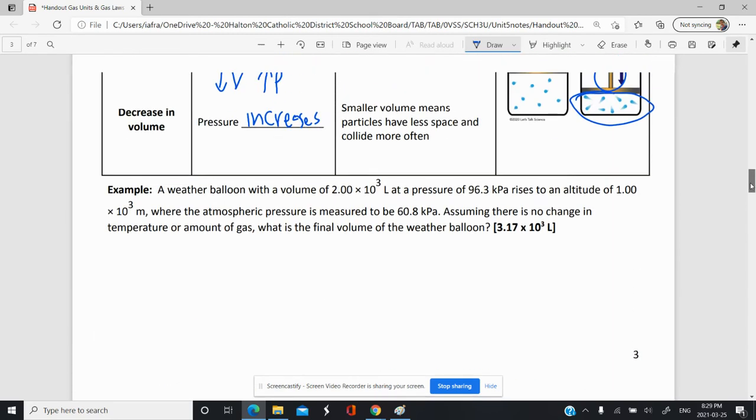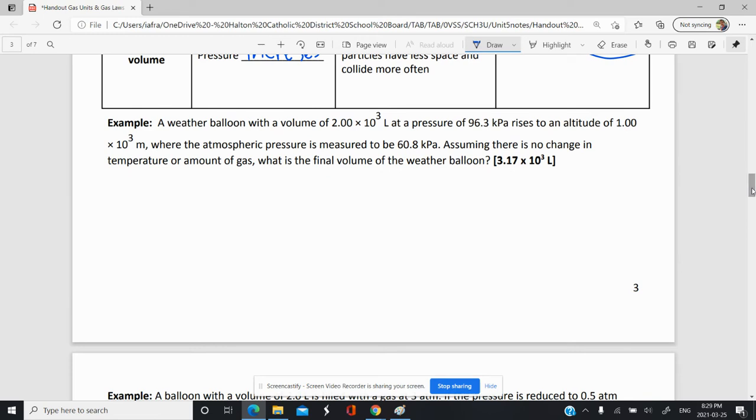So let's do a couple practice problems relating to Boyle's Law. We'll start off with this example over here. We have a weather balloon with a volume of 2.00 times 10 to the power of 3 liters and a pressure of 96.3 kPa. It rises to an altitude of 1 times 10 to the power of 3 meters, so about 1,000 meters up, where the pressure is 60.8 kilopascals. Assuming there's no change in temperature or the amount of gas, what's the final volume of the weather balloon?